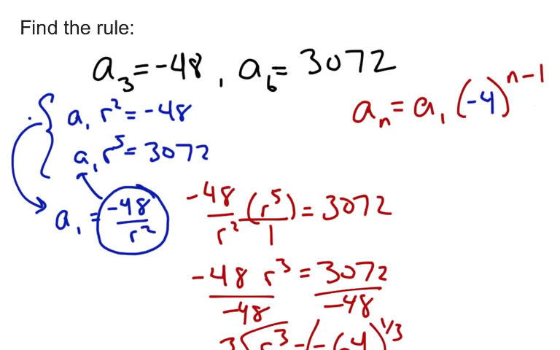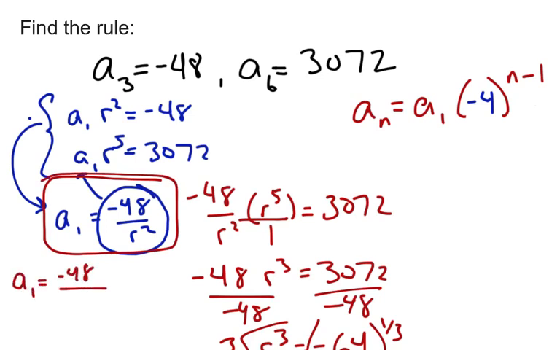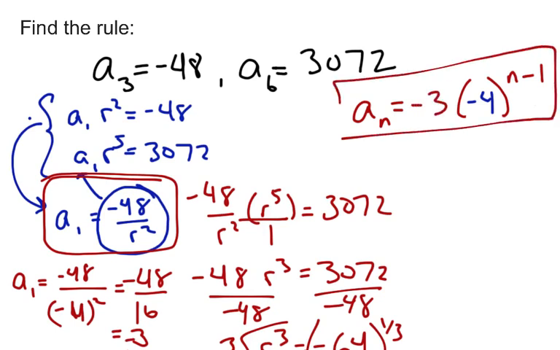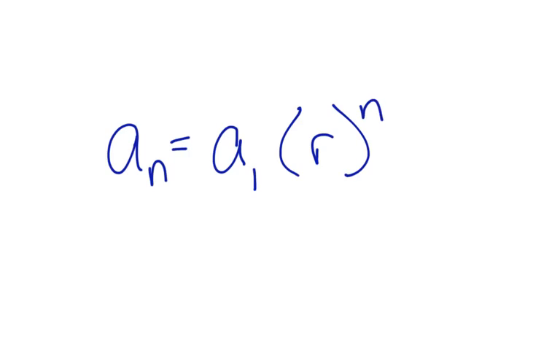Still not done yet. All I know now is what r is, but that can help us in this expression that we have here. We know a1 is negative 48 over r squared, which is negative 4 squared. So negative 48 over 16 is going to be negative 3. So that's what our first term is going to be. And there's our solution. So really, the only thing that we need to remember right now is how to find the nth term of a geometric sequence. That's the first term times the common ratio to the n minus 1 power.